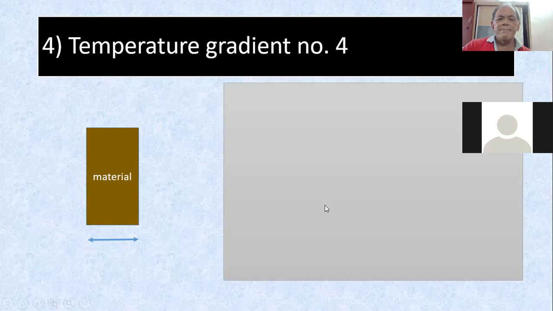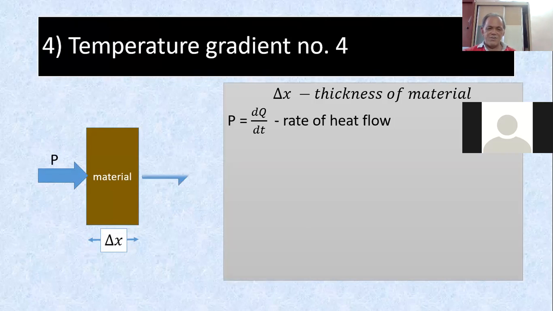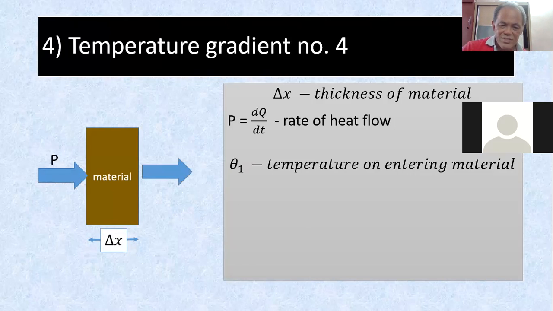We have our thickness of material. That's the material. That's the thickness, delta X. And then P is the rate of energy flow. That's the energy flowing in. You can think of it like water flowing in, volume of water flowing in and then flowing out.